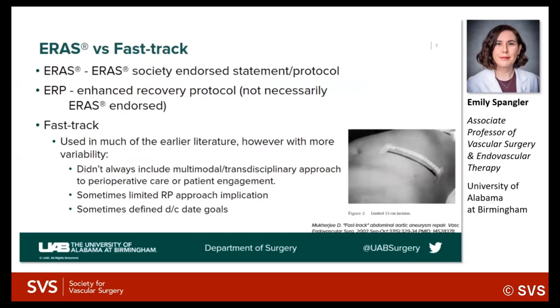focus. Fast track is a term that is more broad and variable in its meaning. It was used in much of the earlier literature. However, there were sometimes issues that the care was not with a multimodal or transdisciplinary approach, or lacked patient engagement. Sometimes this implied only using a retroperitoneal approach of a limited incision, and sometimes the focus was on defined dates of discharge, such as leaving the hospital from aortic care at postoperative day 3, a goal that realistically few, only about 20%, reached.